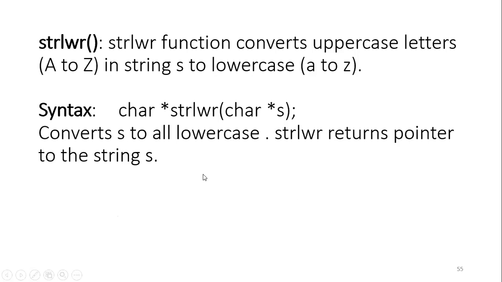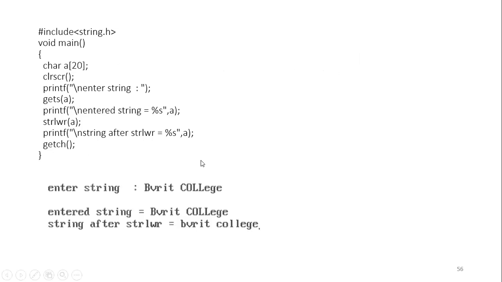The next function is the strlwr function. The strlwr function converts uppercase characters A to Z in the string S to lowercase. That means if a string contains different case letters, then the strlwr function is used to convert the capital letters, uppercase letters, into lowercase letters. The syntax is that it accepts the string and returns a character pointer, converting S to all lowercase. strlwr returns a pointer to string S.